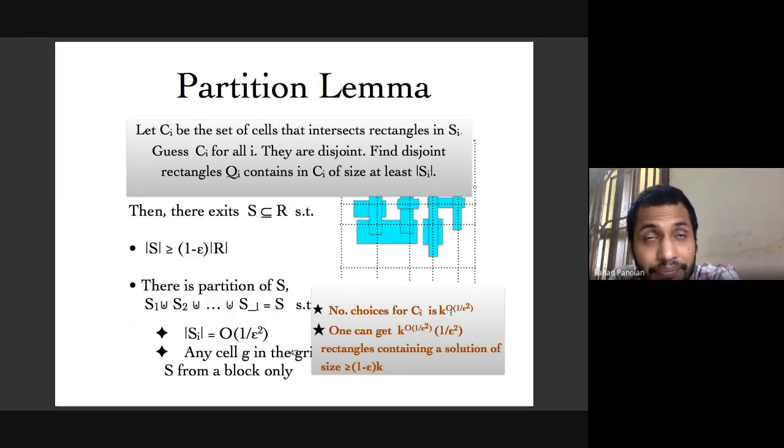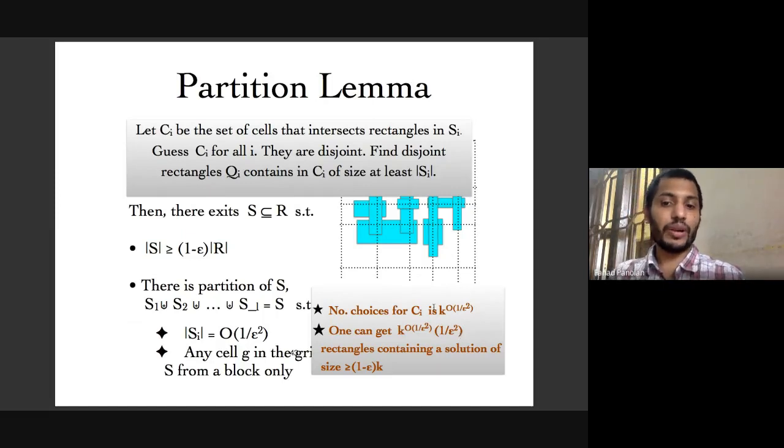Now, other than a polynomial parameterized approximation scheme, we can get a kind of approximate kernelization. How do we get it? The choices for each Ci are the same. The choice for C1 is the same as the choice for C2. So the number of such choices is k to the order 1 by epsilon square. For each such choice, I just check whether there exist independent rectangles of size at least 1 by epsilon square. Then I collect that. So if I collect k to the power order 1 by epsilon square times 1 by epsilon square such rectangles, then that set of rectangles will contain a solution of size at least 1 minus epsilon times k. Is that clear? Maybe I went a bit vague and fast.